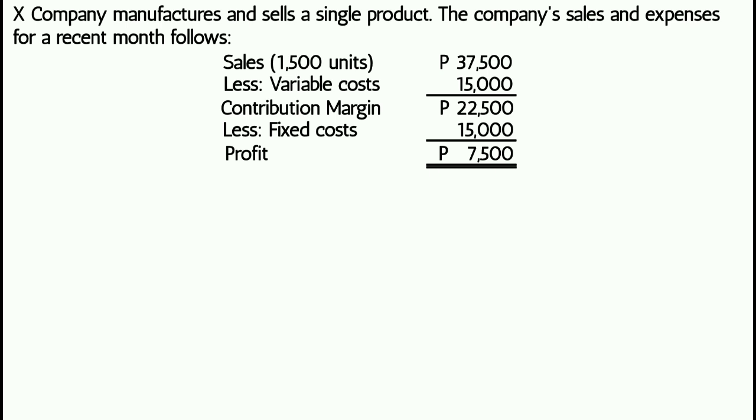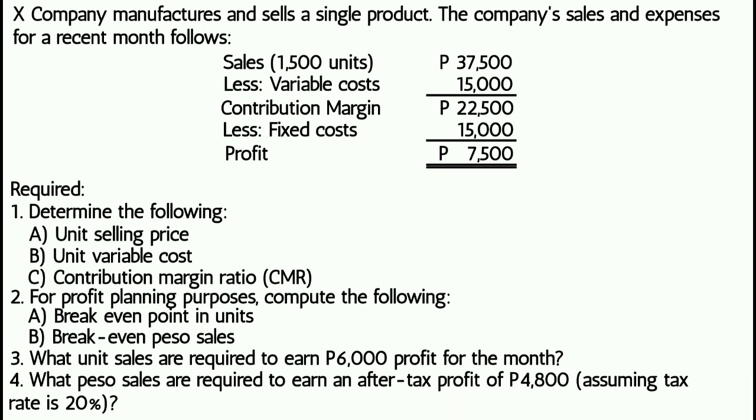Let's now answer problem number 1. X company manufactures and sells a single product. The company's sales and expenses for a recent month follows. Sales 1,500 units, 37,500 pesos, less variable cost, 15,000 pesos, contribution margin, 22,500 pesos, less fixed cost, 15,000 pesos, profit, 7,500 pesos.